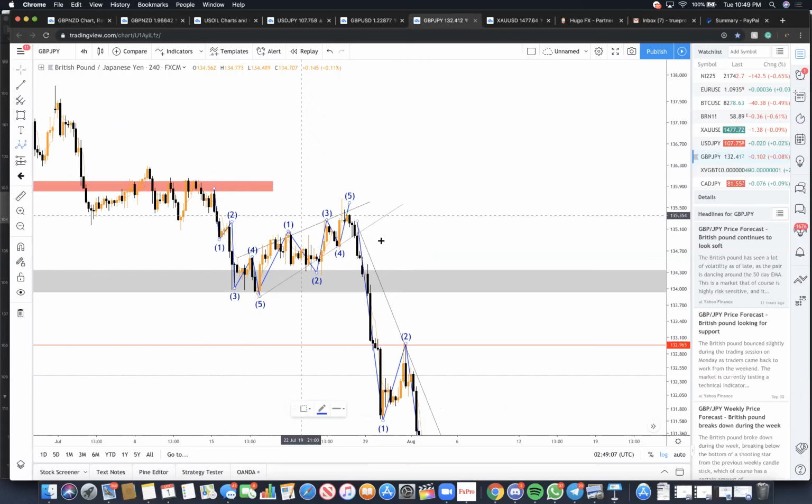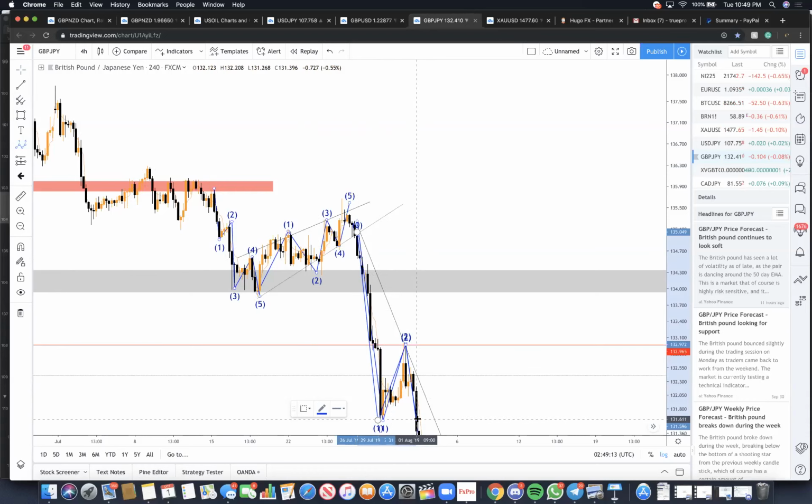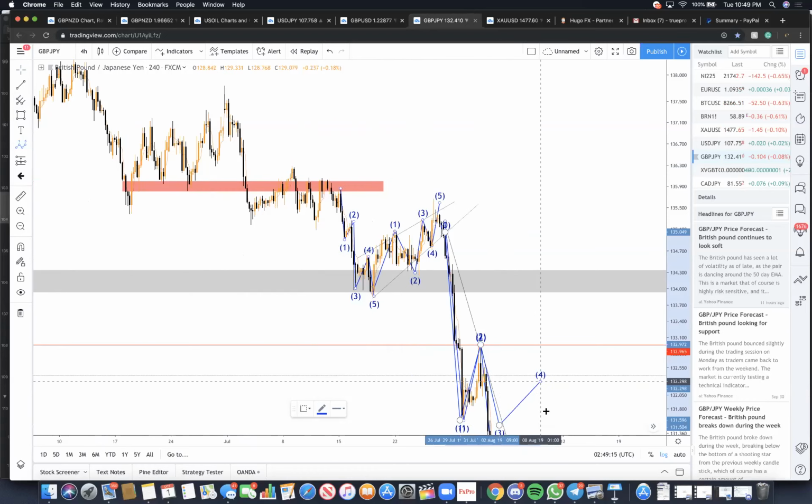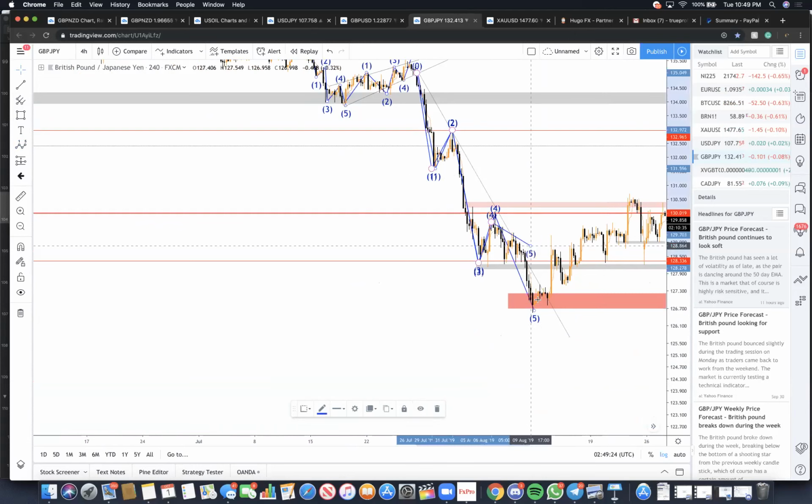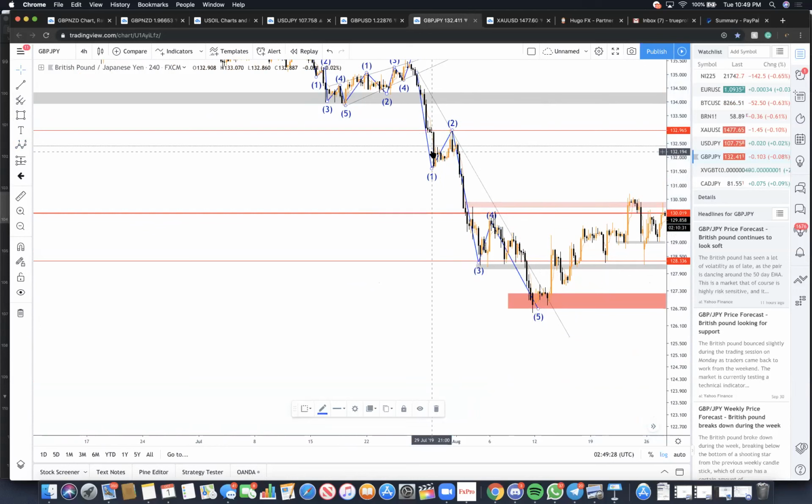Guess what? Here's my retest, my first move. Here's my second move. Here's my third move. Here's my fourth. And here's my fifth. You guys see that? Let me know if that makes sense.